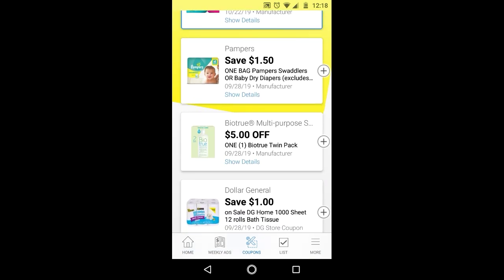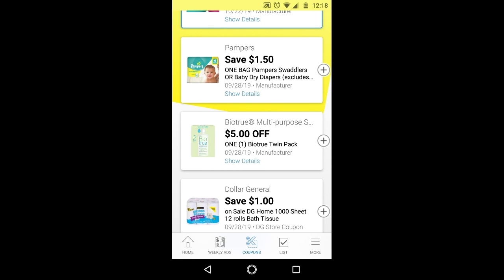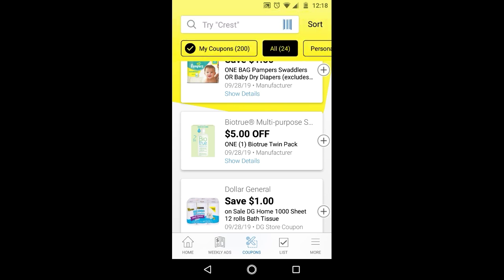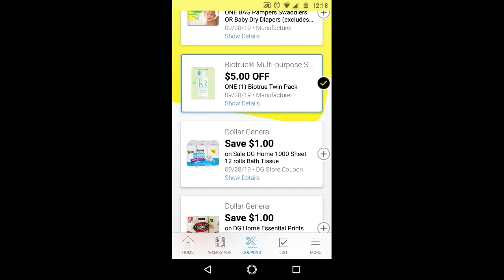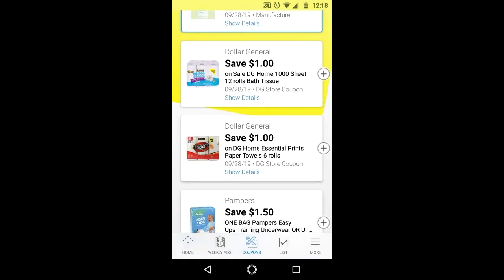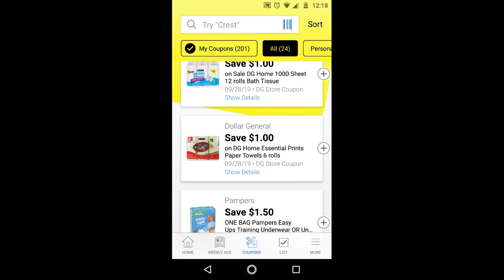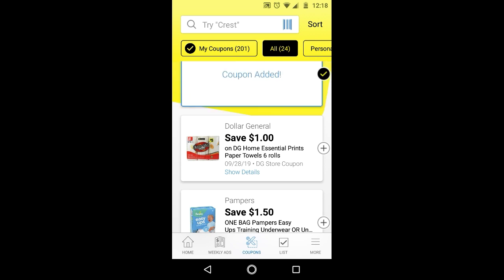And here's a Pampers digital if you have babies. This will be a really good one to clip. BioTrue. And these are on sale in the weekly ad. So for this DG Home 1000 sheet 12 roll bath tissue, it's going to be $5.95. So with this dollar off digital, it'll be $4.95. So go ahead and clip that one.